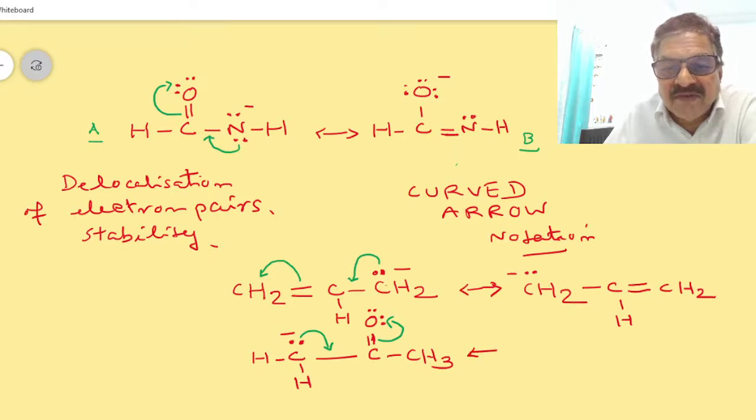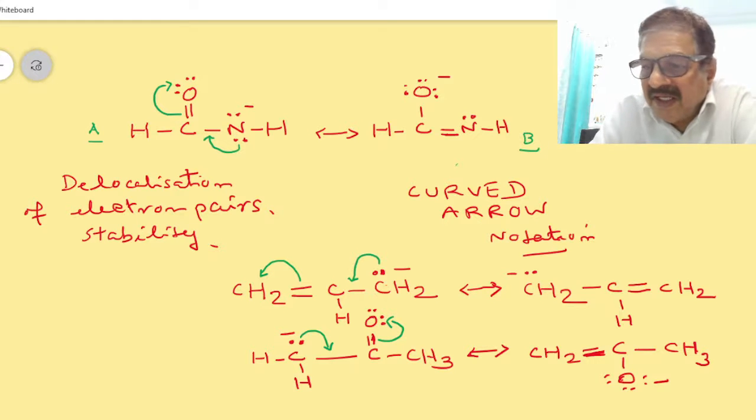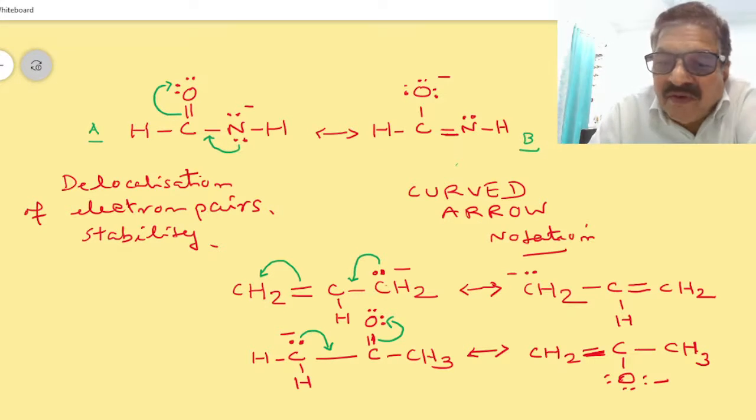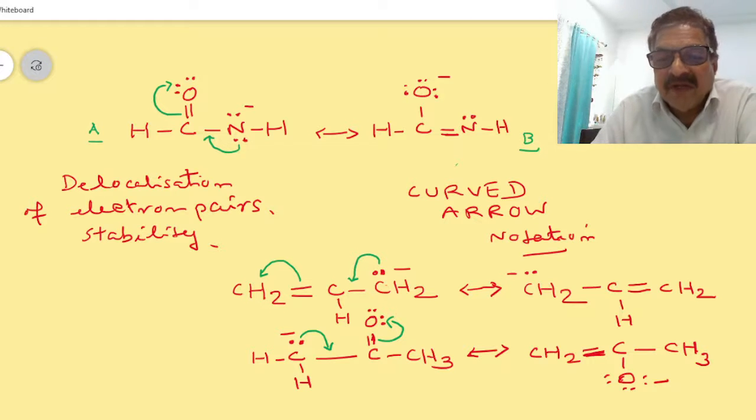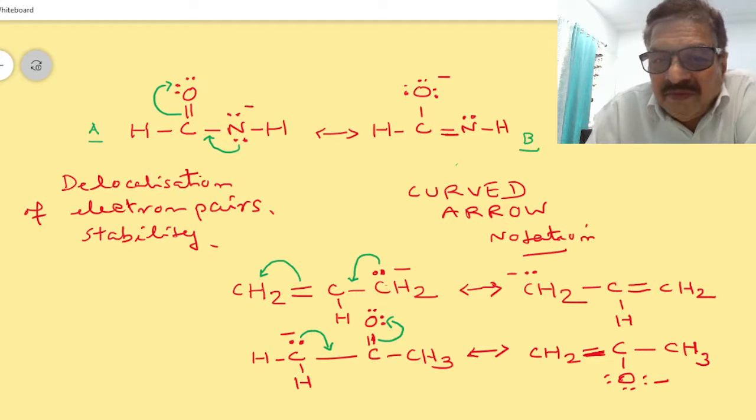Now the new structure will be CH2 double bond C, O minus, then CH3. This will be the new structure here. Correct? That is a lone pair adjacent to the carbon-oxygen bond, so the electron migration we can show in this fashion with the curved arrow notations.